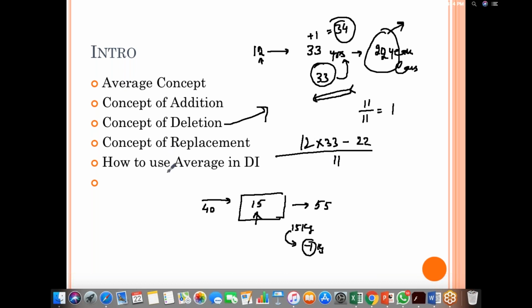Now next, coming to how to use average in DI. Yes, this is very important, right? This we will see today when we'll be doing questions, how we are using the average concept in our DI.